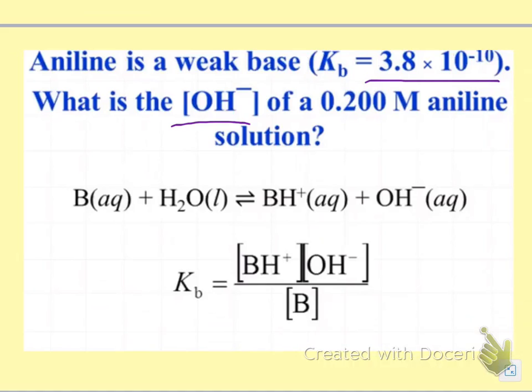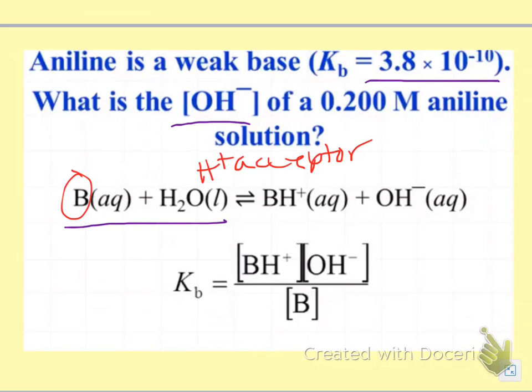Okay, so here is my balanced equation. I'm just going to call this substance B for base, and it's going to react with water. And the base is going to act as a hydrogen ion acceptor. So I'm just going to show the formation of BH+, which is the base with an H+ on it, and the hydroxide. Okay, so my equilibrium expression then is my products, BH+ times the OH minus, over just the base, because the water, of course, is a liquid, so I don't include that in the equilibrium expression.